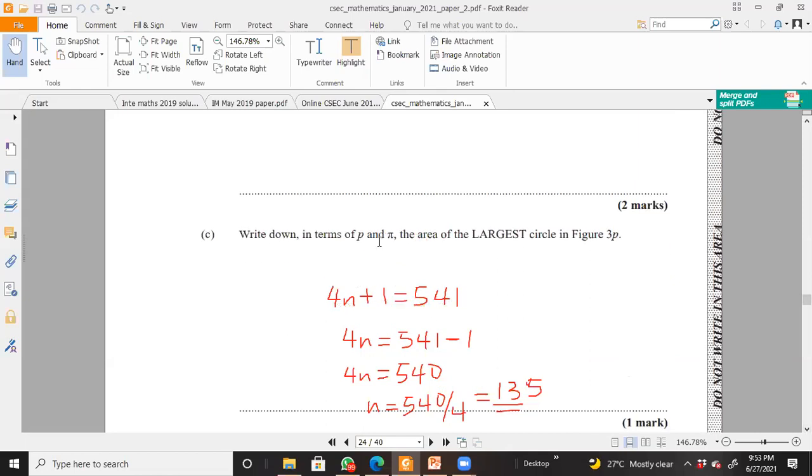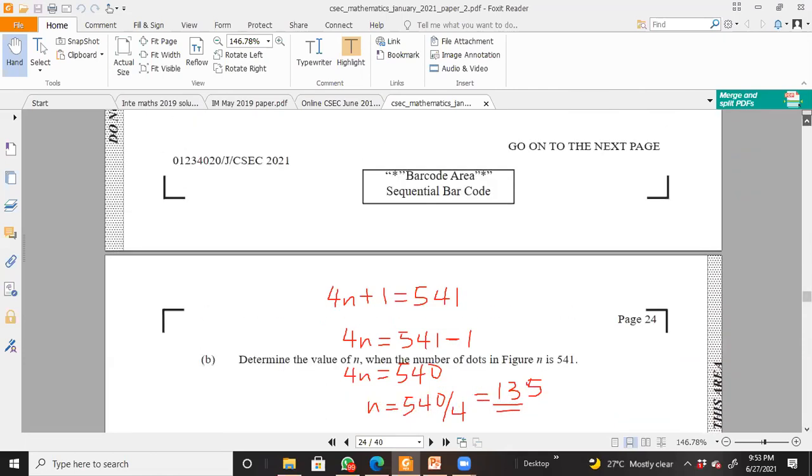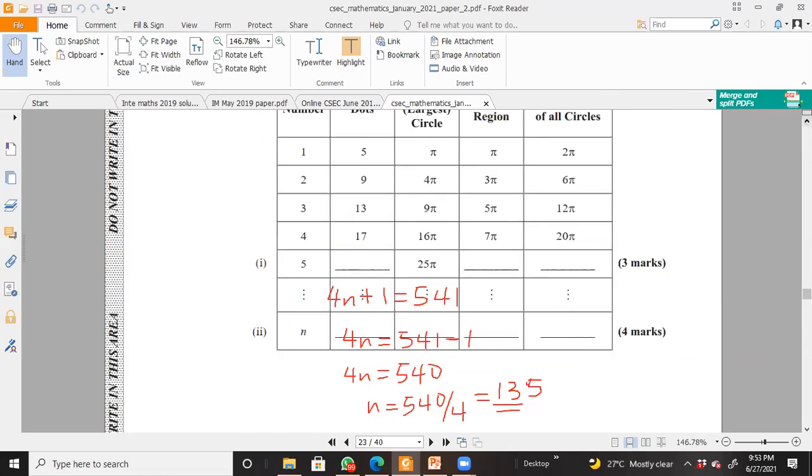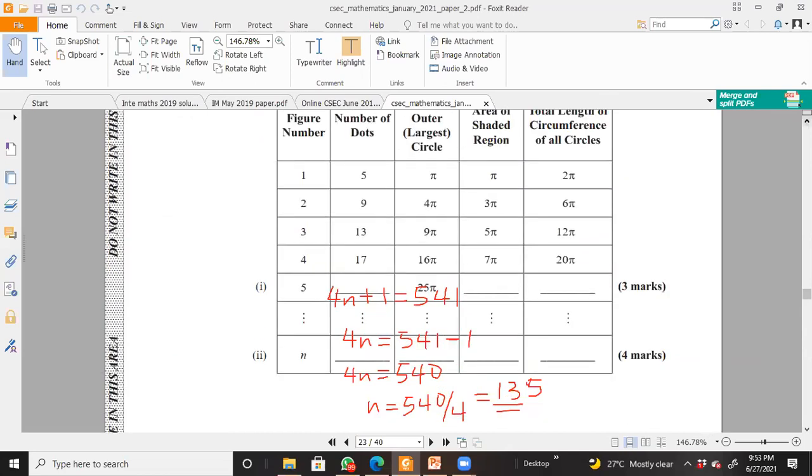Okay, they said write down in terms of p and pi the area of the largest circle. So let's go to the table with the largest circle. Which table has the largest circle? This is the largest circle. What was the answer here? What do we get? n squared pi. All right, so remember that n squared what?